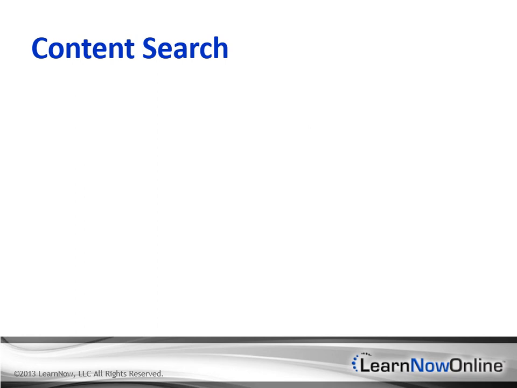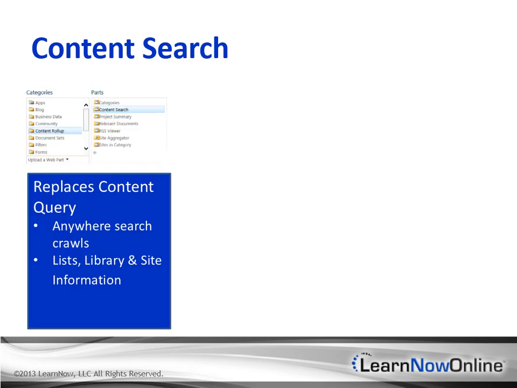Brand new to SharePoint 2013 is an amazing web part called the Content Search web part. This web part replaces the Content Query web part. Just to refresh your memory, in the Content Query web part you could do some nice queries and lookups of different content types across the site collection, but if you wanted to do styling, you'd have to go into a central location, which might be overridden when you upgrade your site.